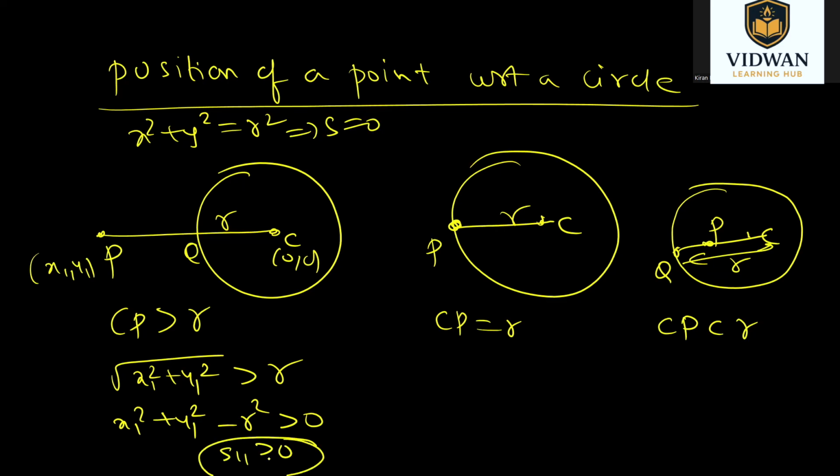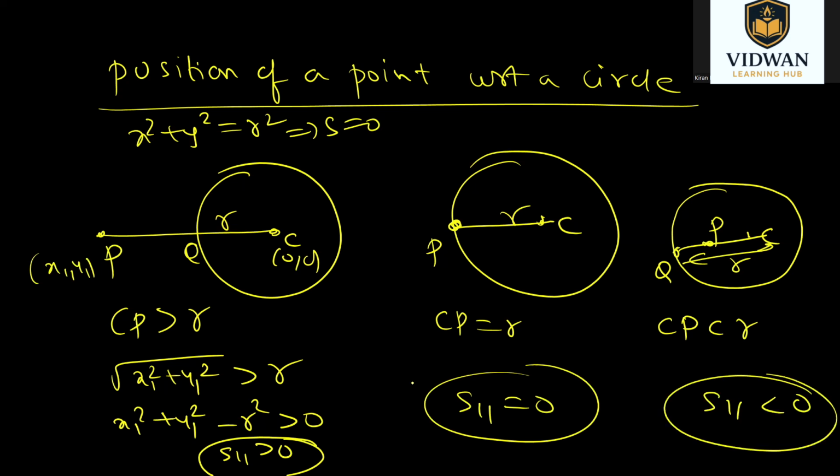So what is the purpose of writing this notation? Because even if I change the circle and name it as S equal to 0 for another form of circle, this is still valid. That is the reason we are using a general form like S11 and S. Similarly, the same thing here, but with equal to. So this is S11 equal to 0. And here S11 will be less than 0. So the value of S11 will decide whether a point is outside the circle, on the circle, or inside the circle. And how do you get S11? Straight away substitute the coordinates of the point in S. If S11 is positive, we say the point is outside the circle. If S11 is 0, the point is on the circle. And if S11 is negative, the point is inside the circle.